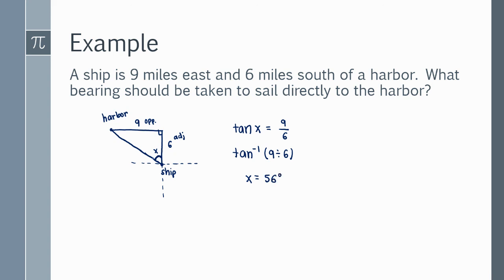So because that is then the angle that I need, because it's created with that north-south line, that's the actual measure of my bearing. So remember directions, we're in the second quadrant, so that's north, and that's also going west. So we want north 56 degrees west. That's the bearing from the ship to the harbor.